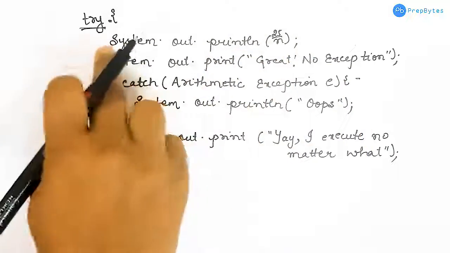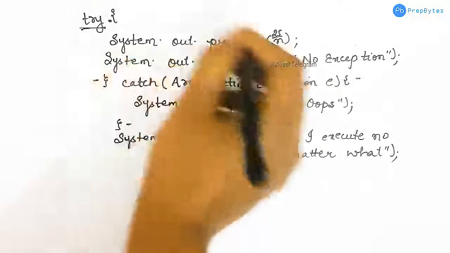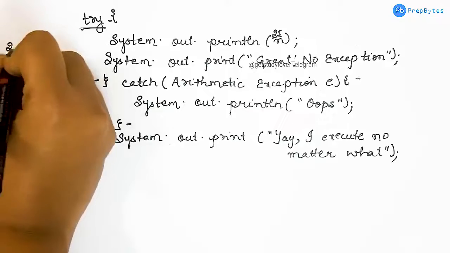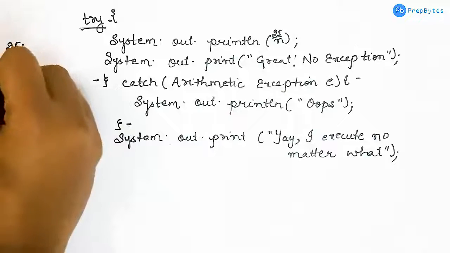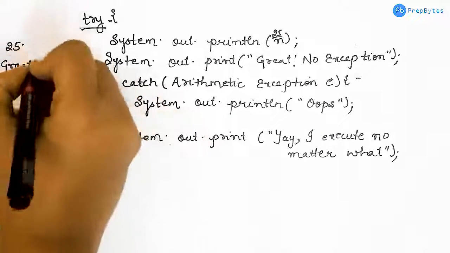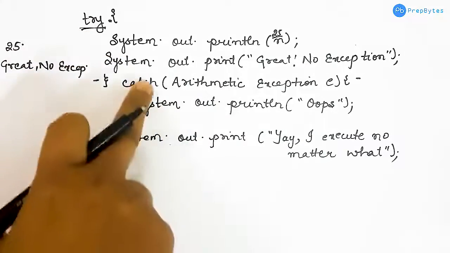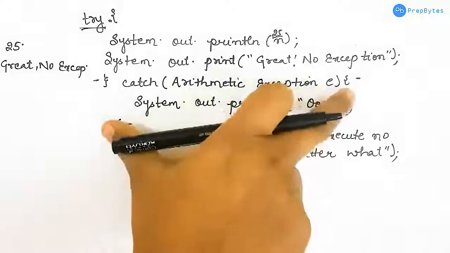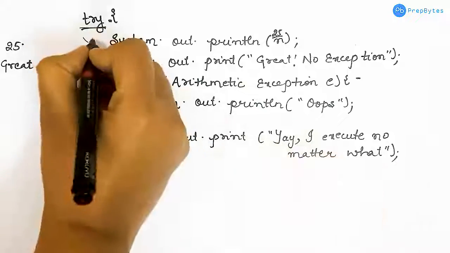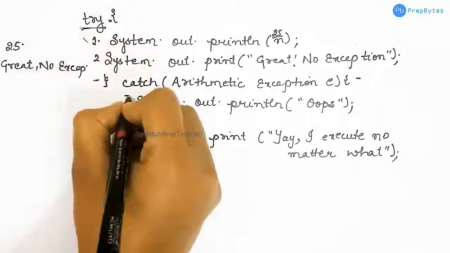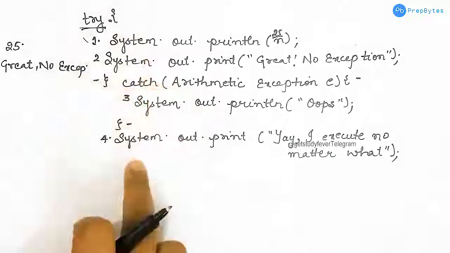So let's say we have this print statement here, 25 by n. Let's say n is 1, then this particular thing gets printed, 25 gets printed, then this particular thing gets printed, great, no exception. And then since there is no exception, this catch block won't get executed and this particular thing gets printed. So if this is print statement 1, 2, 3 and 4, then in case there is no exception, 1, 2 and 4 gets printed.